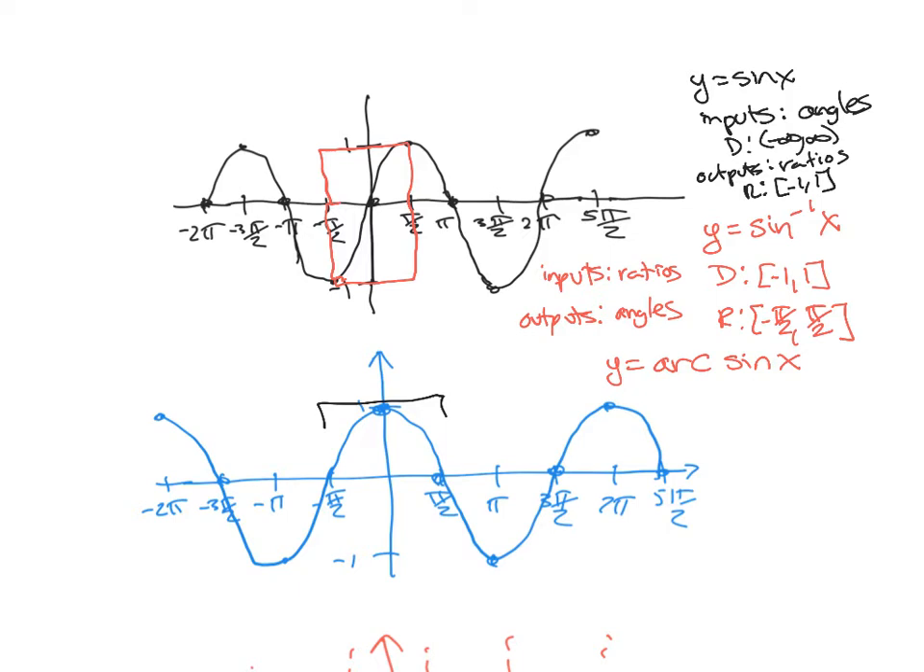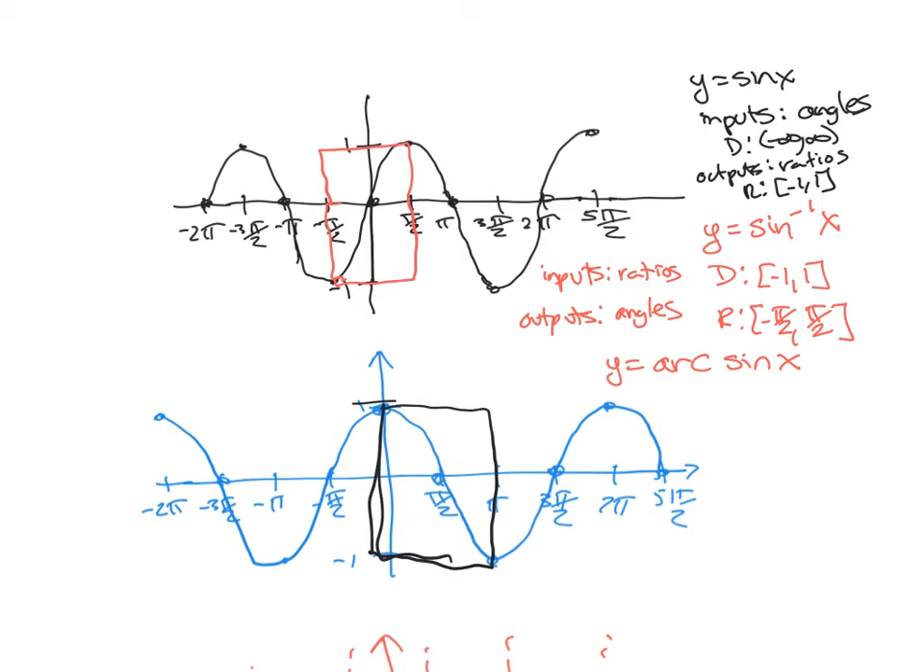So instead of negative pi over 2 to pi over 2, what will work for cosine is using 0 to pi. So this is going to be our restricted interval. Again, it's capturing all the possible ratios from negative 1 to 1, has the positive acute angles, and it's a consecutive interval.